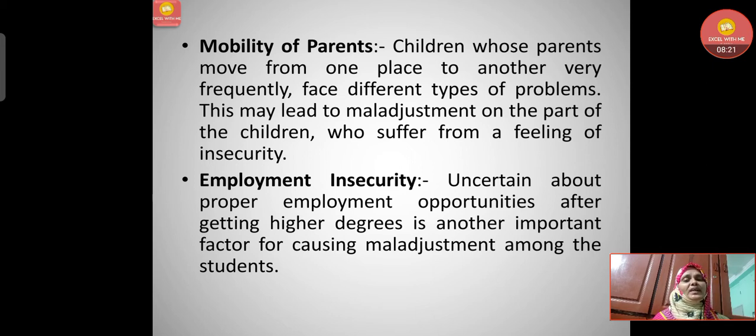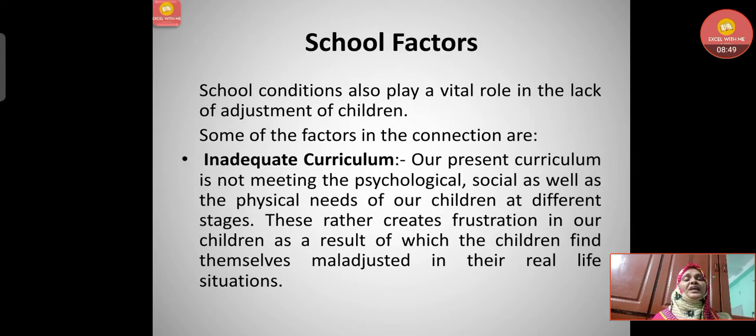So, next one is employment insecurity. Uncertainty about proper employment opportunities after getting higher degrees is another important factor for causing maladjustment among the students. Suppose the child has passed the degree. If he is not getting the proper opportunity of employment, in that case also the child may suffer with this maladjustment.